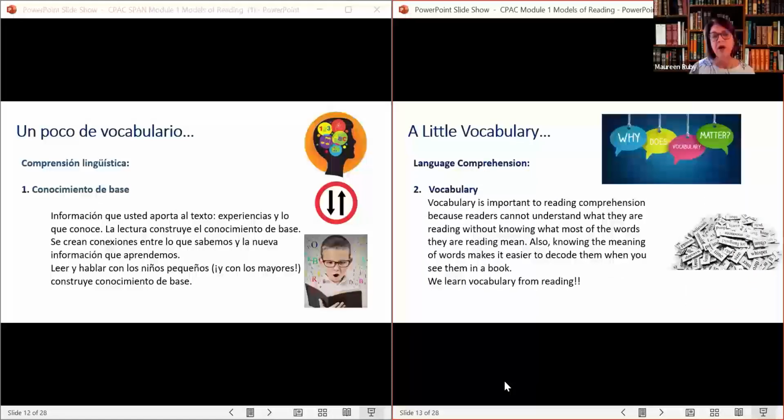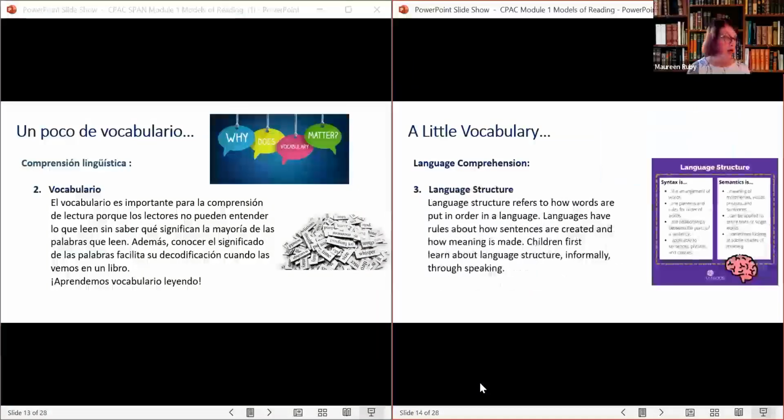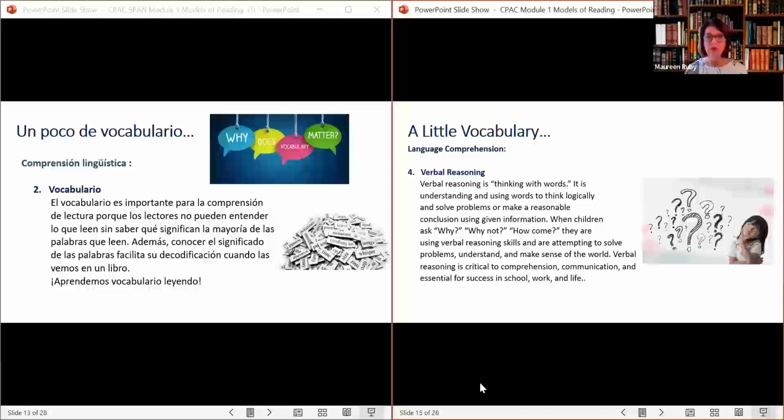When we get to language comprehension, you can go back one slide. Yes, thank you. I'm on language comprehension, background knowledge, number 1.